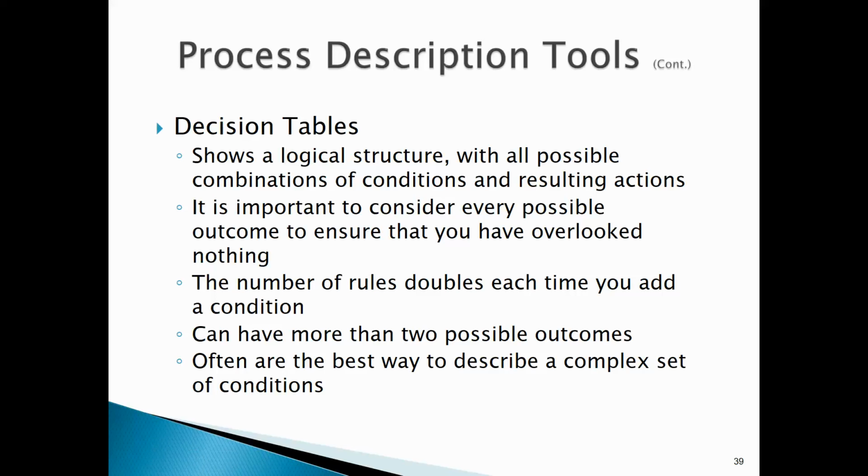So, on to decision tables. We'll get an example of this in a minute. Shows a logical structure with all possible combinations of conditions and resulting actions. So an example would be I put a credit card into the ATM. It comes up and says enter your PIN. Well, if I enter it correctly, okay, then it goes to the next step. If I enter it incorrectly, it may give me another time to enter it. It may iterate through that process 3 times before it says, okay, if you don't get it right this time, we're just going to keep the card, and then you have to go claim it from your bank.